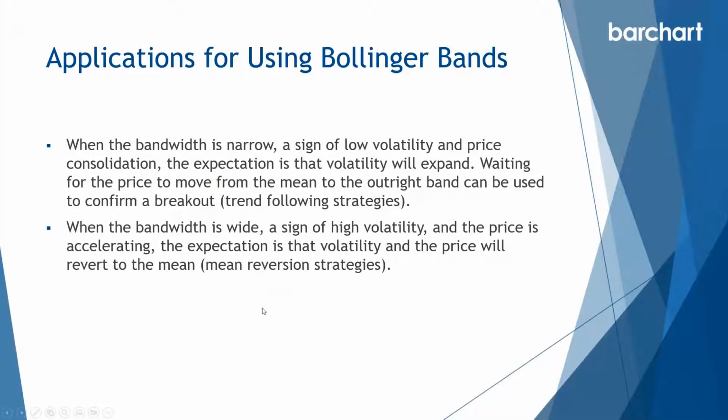So the second application is when our bandwidth is wide. This is a sign of high volatility, and the price is accelerating. So the expectation is that the volatility and price will revert back to the mean. In other words, price has stretched the band, and it may have gone outside the band. Maybe you'll see what we call a piercing, a large wick or shadow on a candlestick.